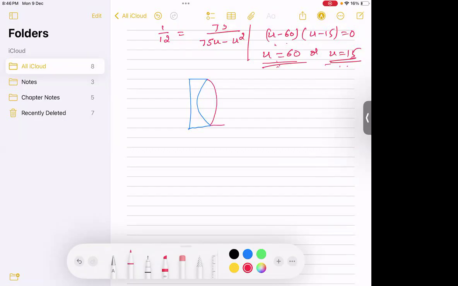Blue color one is the first concave. Red color one is the second concave, plano concave. So which surfaces are in contact, students? Concave surfaces are in contact. Okay. Now, the space between them is filled with what?